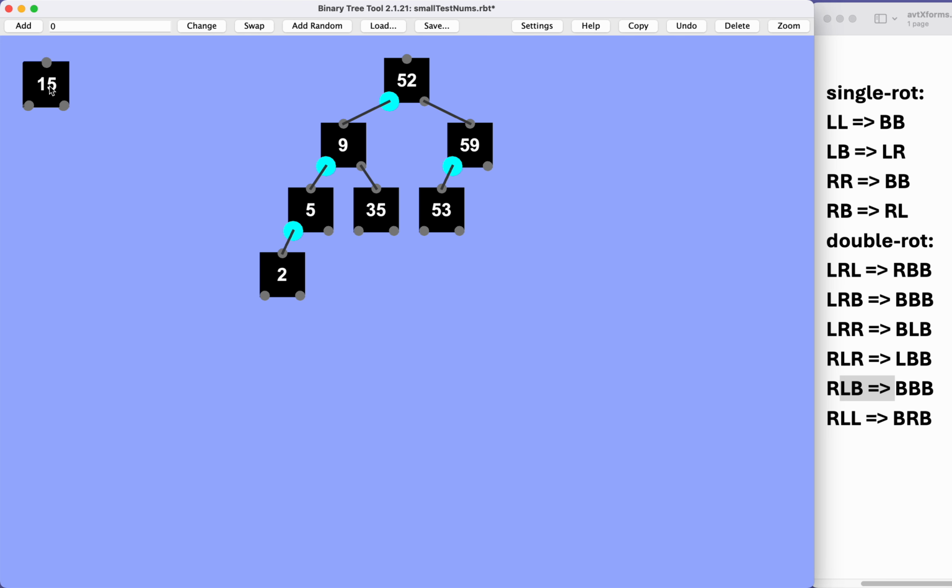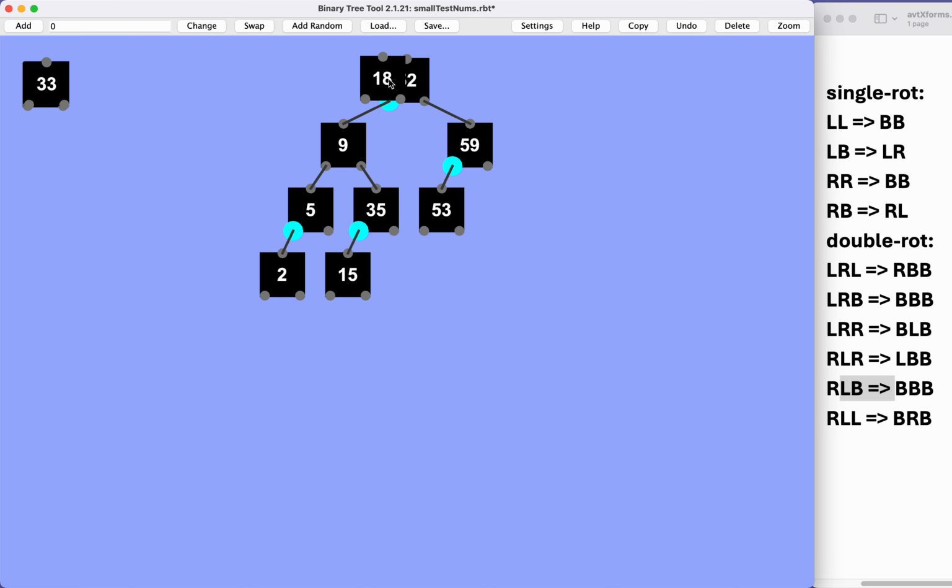Now we look at a 15. Insert a 15. That ends up becoming the left child of the 35. So 35 sees its left child has grown. 9 sees its right child, his right child has grown, so adjust from left to being balanced, and that's the only adjustments needed.